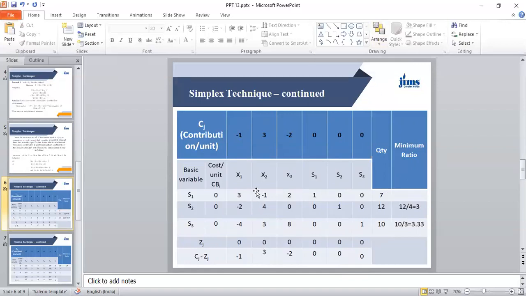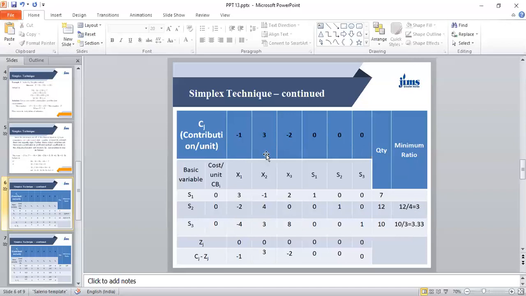So we mark this as a key column. Now all the positive values in the key column are divided into the quantity column. We cannot divide 7 by minus 1 because this is a negative quantity. We do not consider negative values. So 12 divided by 4 is equal to 3, and 10 divided by 3 is equal to 3.33. So the minimum value is 3. We consider the minimum ratio, that is 3, so the row corresponding to the variable S2 becomes the key row.